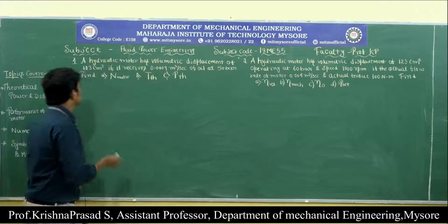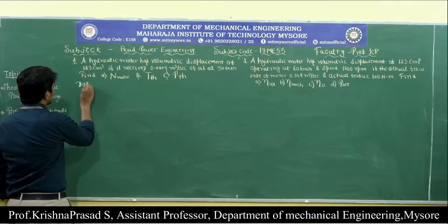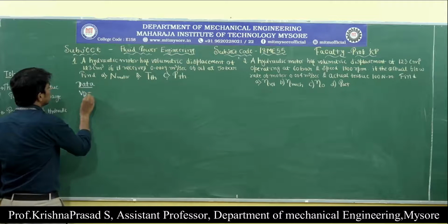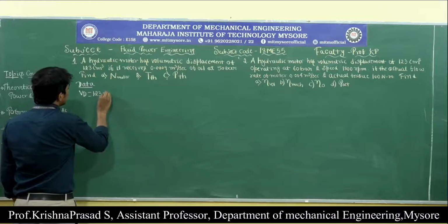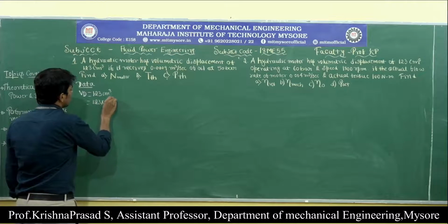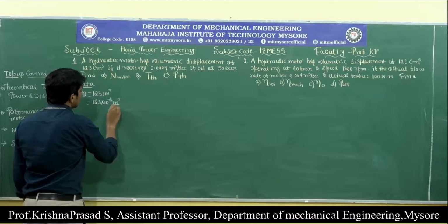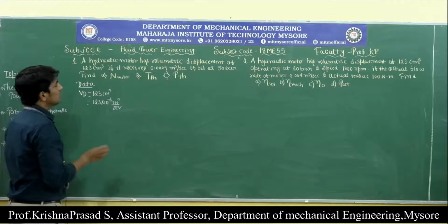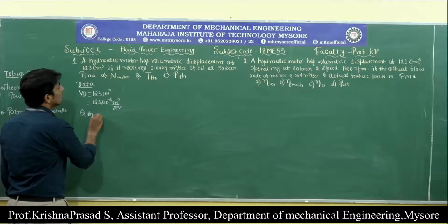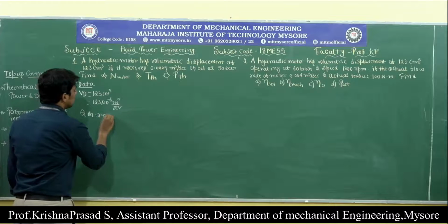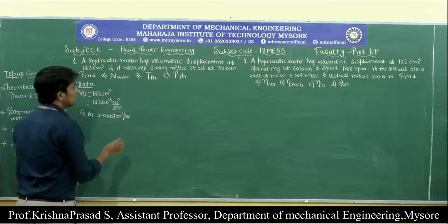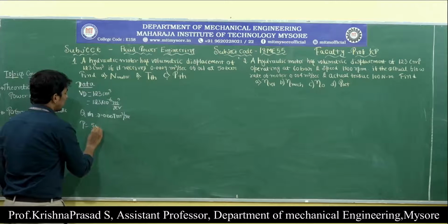find the speed of the motor, theoretical torque and theoretical power. Okay, so first write the data. Here the volumetric displacement Vd will be equal to 123 centimeter cube, and that will be equal to 123 into 10 to the power of -6 meter cube per revolution. Then it receives 0.0009 meter cube per second of discharge at a pressure of 50 bar.